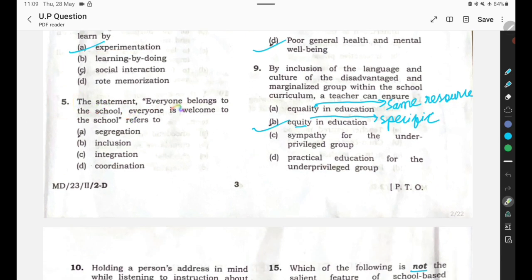The statement everyone belongs to the school, everyone is welcome to the school refers to inclusion. Not segregation, not integration, not coordination. The answer here should be inclusion. This is the correct answer.